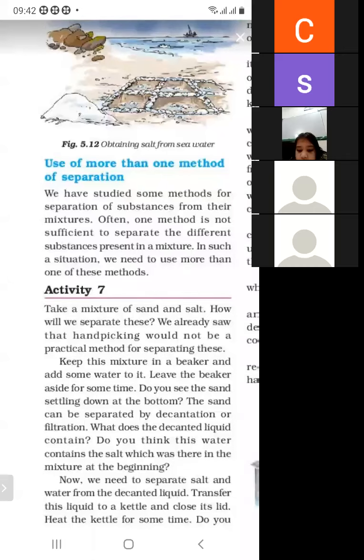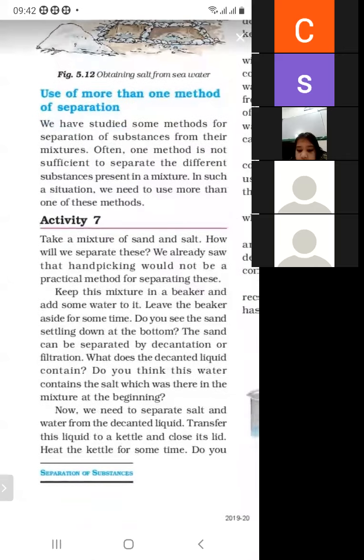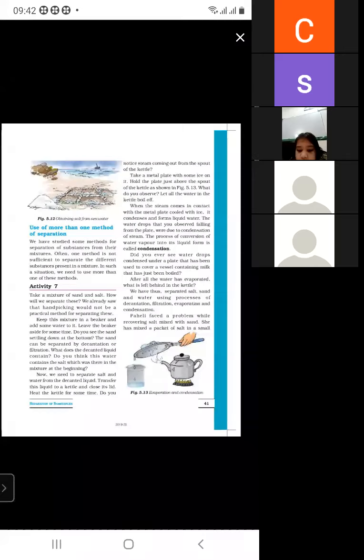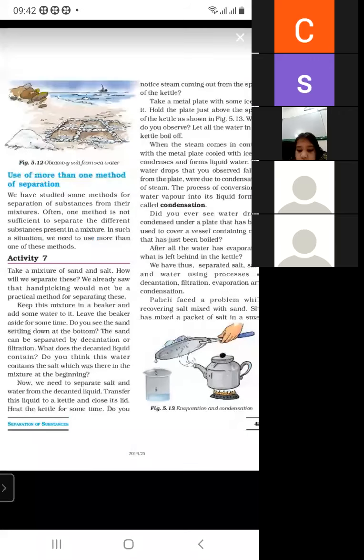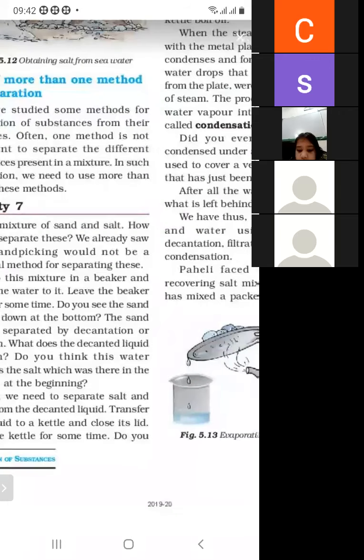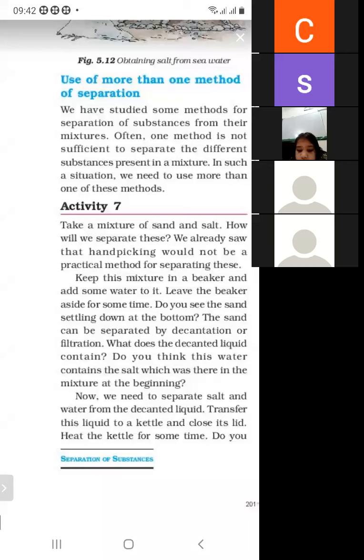So this is activity 7. How can we separate sand and salt? What is the activity? How can we separate sand and salt? And how will we separate these? We already saw that hand picking would not be a practical method for separating these.